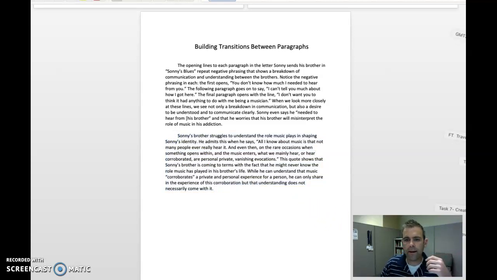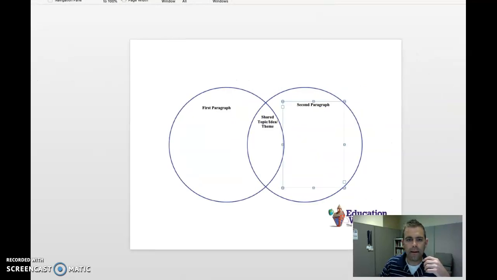So I want you to think about it a little bit here like a Venn diagram. You've got your first paragraph here, you've got a topic or shared idea, and your second paragraph. Often what happens is there is a connection, there's this shared idea in the middle, but it's your job to spell out clearly how they all connect. You need to say what this connection is.